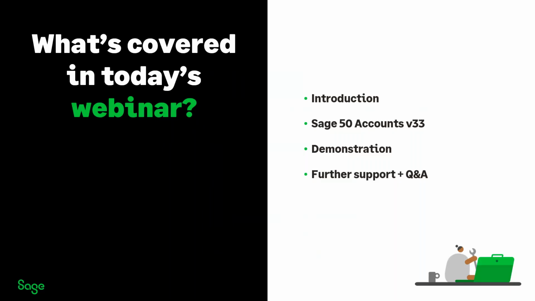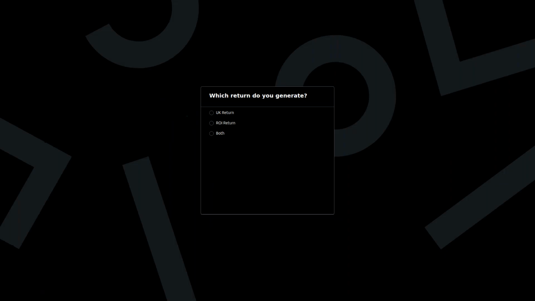Right, now what I'm going to do, I'm going to quickly pop a poll on your screen. So if you don't mind, choose an option. Which return do you generate? Do you generate a UK VAT return only, an Irish VAT return only, or do you generate both? I'll just give you a moment to answer that. It just gives me a little bit of background, so I know what I'm dealing with, as it were.